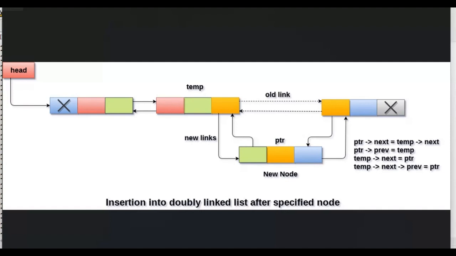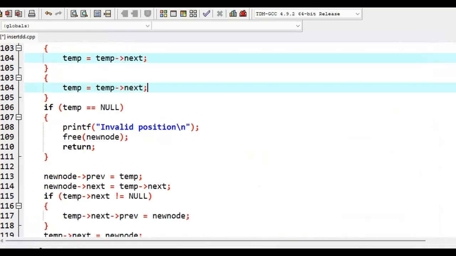This value's previous is PTR. So how to assign this value? Temp's next or the previous, only this value. So we are making this. Okay, I hope you understand.